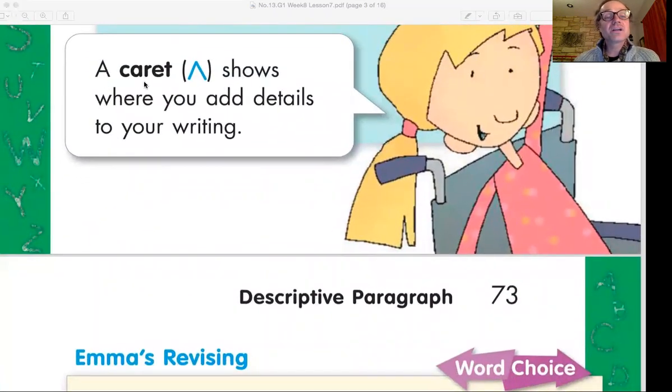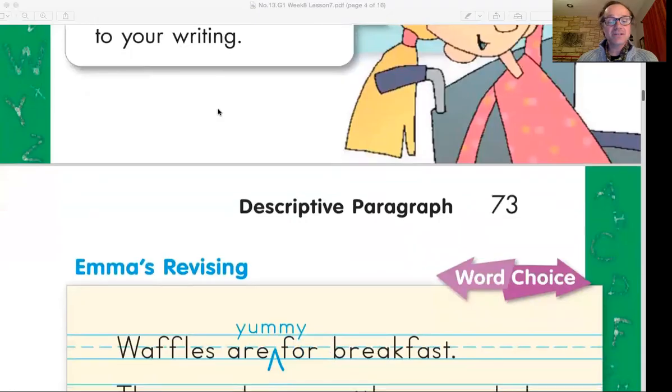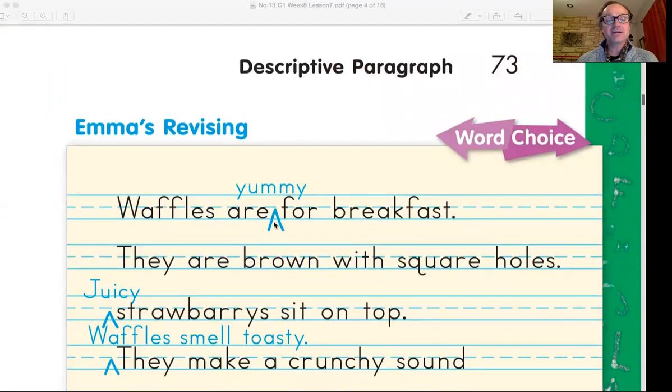Here's I don't even know this word, carré, if it was French, or carrot, but not a carrot like you eat. It's this mark right here. It shows where you can add details. See how she makes the carrot right there?